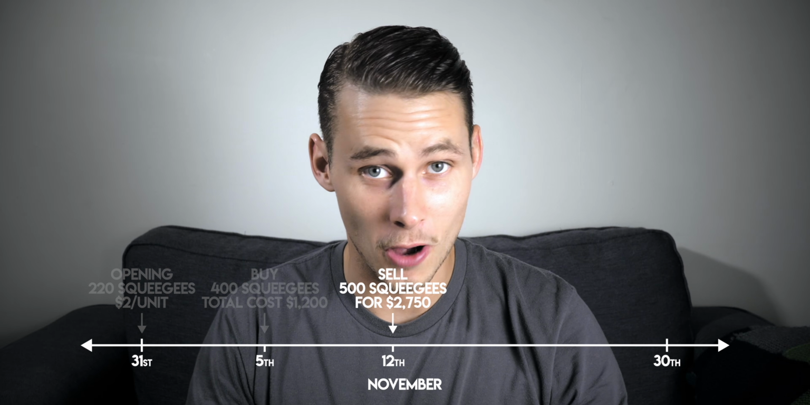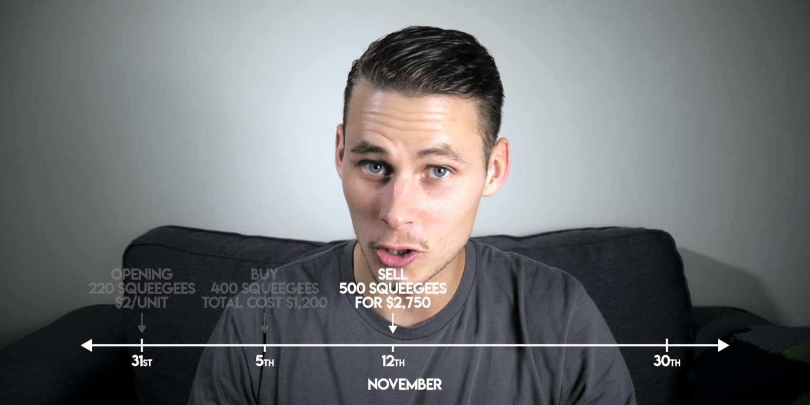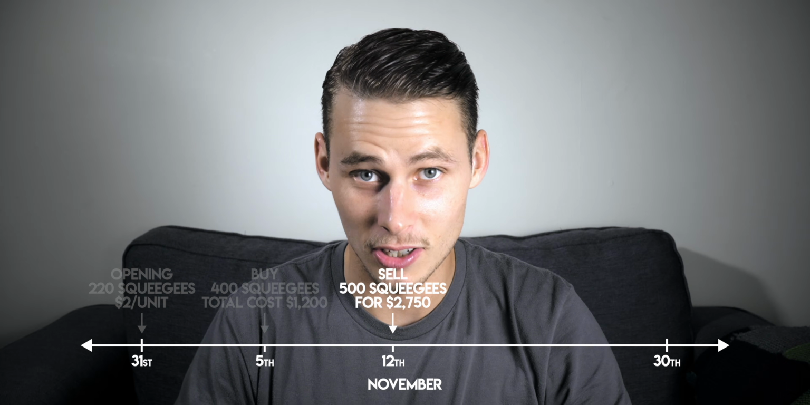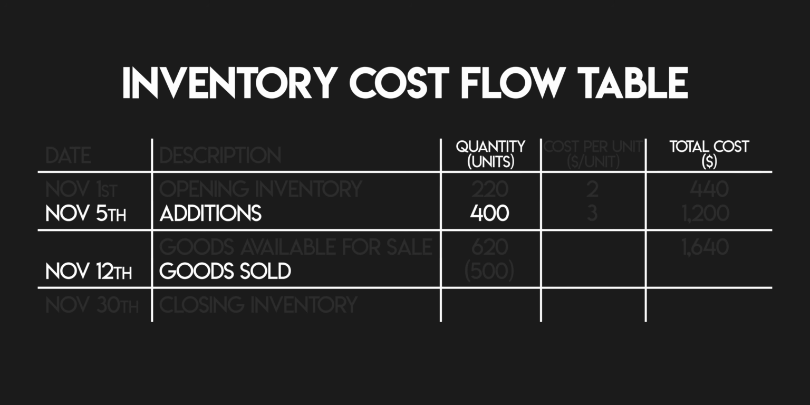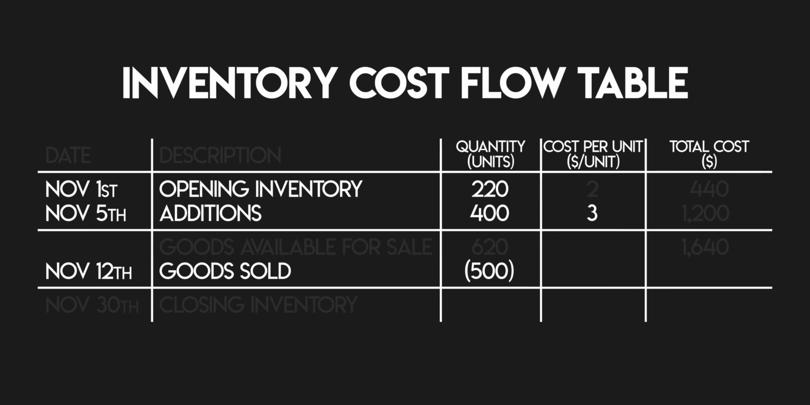You sold 500 units, but what was the cost of goods sold that you incurred in this transaction? Remember, LIFO means last in, first out. The last squidgies you bought were your additions of 400 units, which cost you $3 per unit, but you still need to sell another 100 units to reach 500. The next 100 units come from your opening inventory, which cost you $2 per unit. So let's work this out.